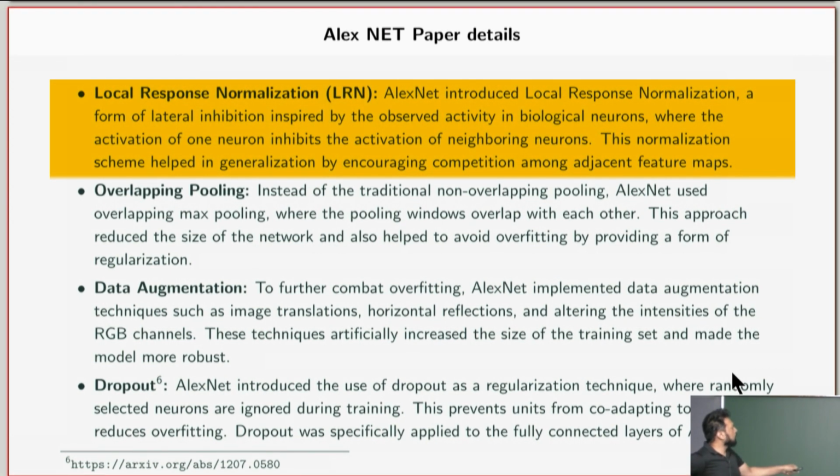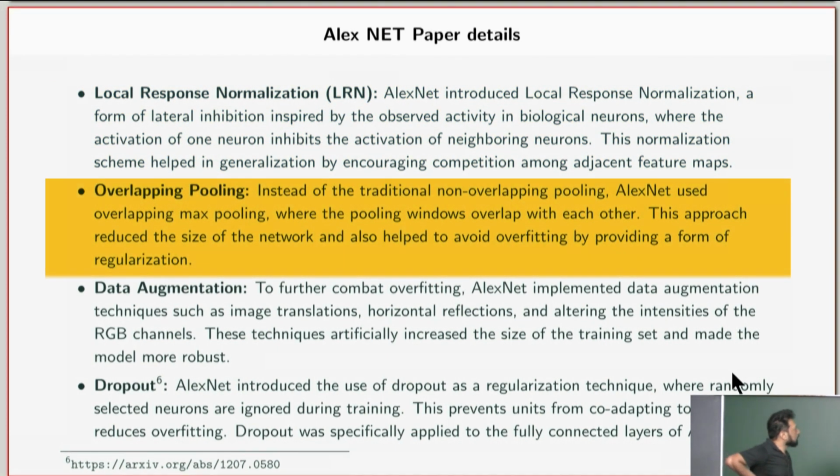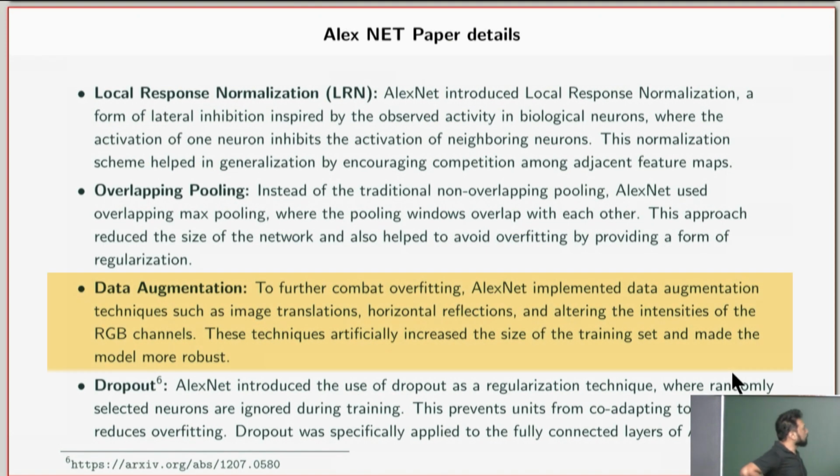It's basically normalization over the local map. Okay, so I will show you a little bit about that. And then overlapping pooling: until then, non-overlapping pooling was traditionally used, but they prefer to use overlapping pooling. Data augmentation, they also tried.